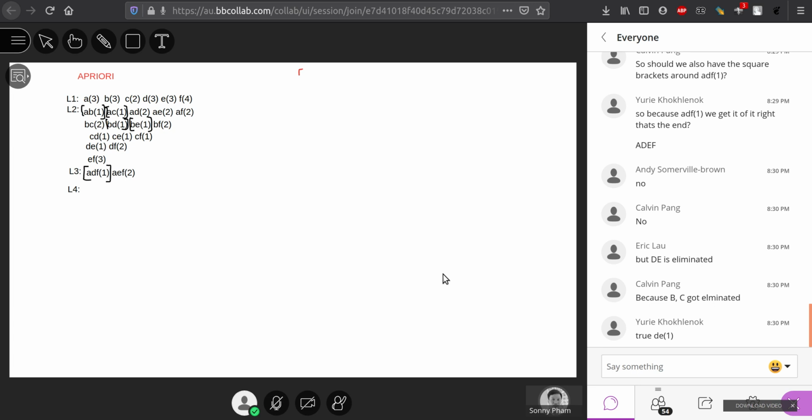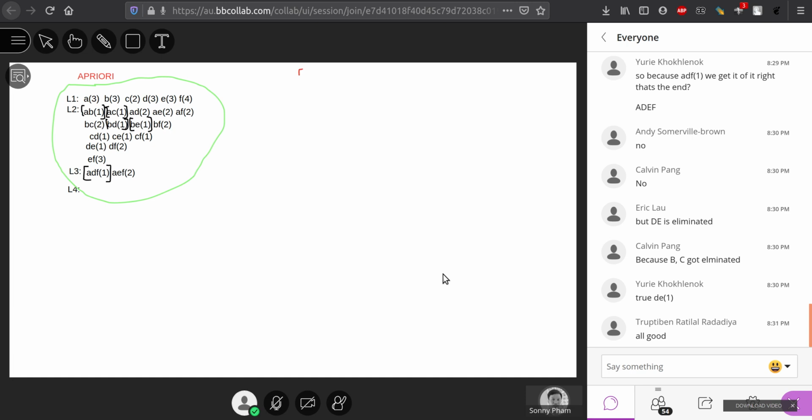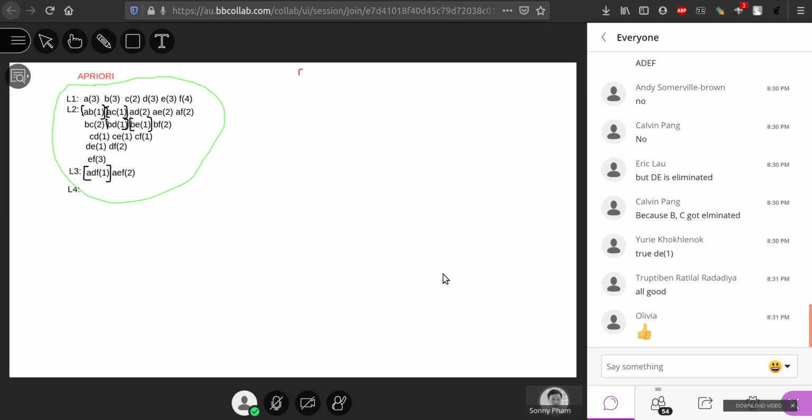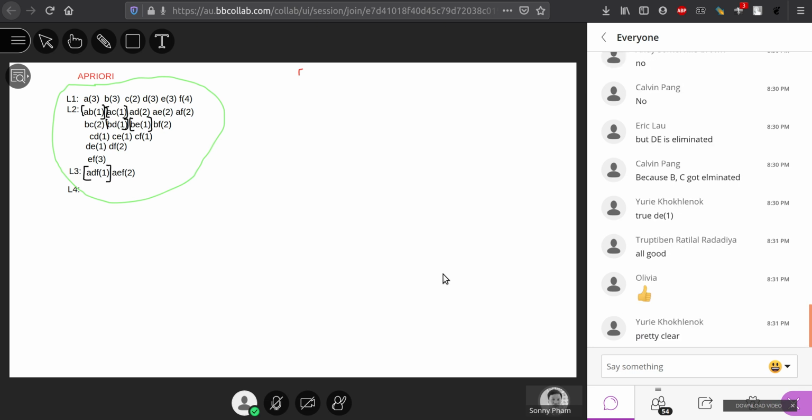Okay, so we are left with this. Are we all clear on this, or is there anything else you want me to explain? Some of you may not see why I put brackets on something, or maybe I didn't produce some other possible itemset. But if you have any questions, let me know. Okay, so let's now have a look at the next part of the question.